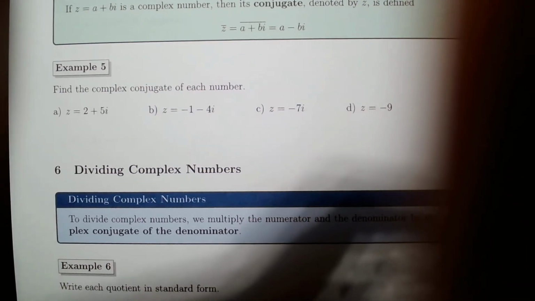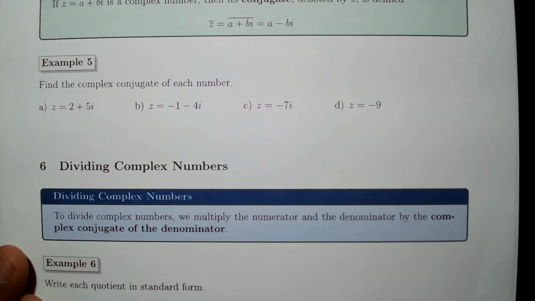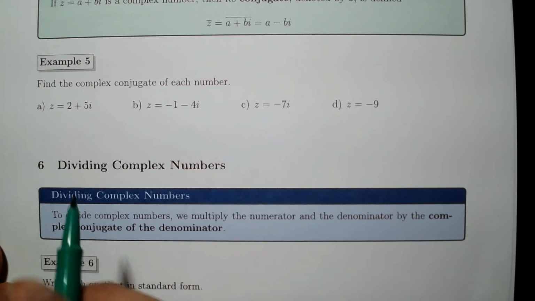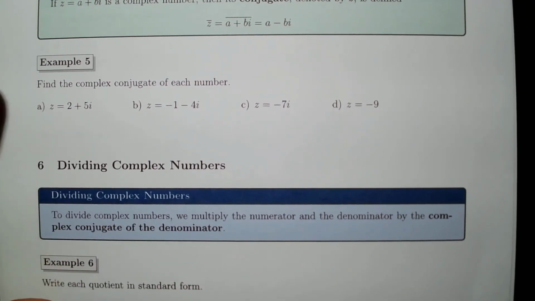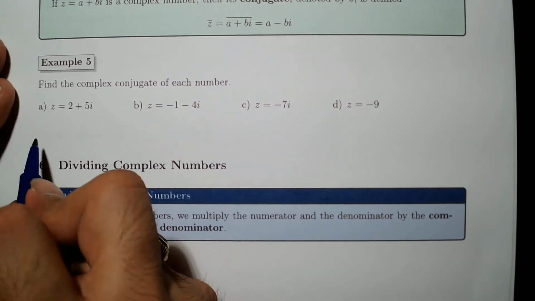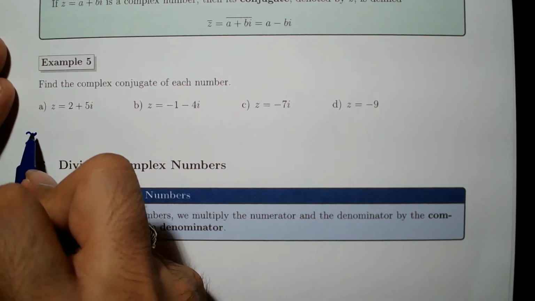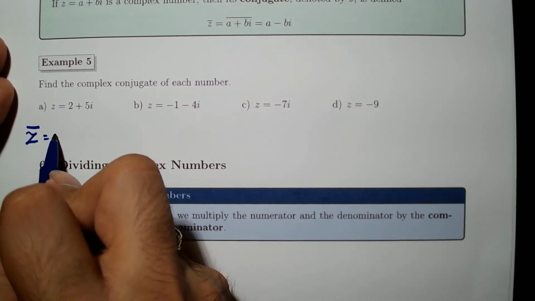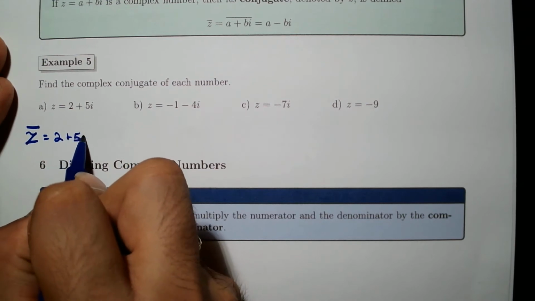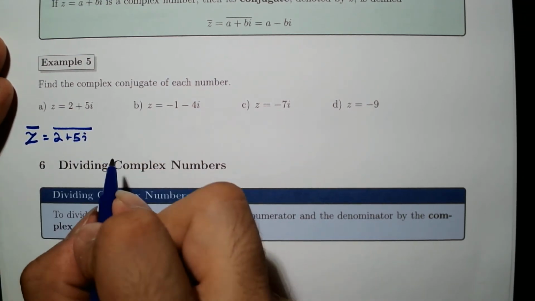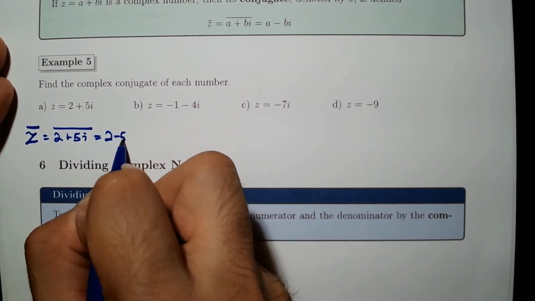Okay, let's find the complex conjugates of some given numbers here. Okay, so let's find the complex conjugate of z equals 2 plus 5i. So I'm going to denote z bar, z with a bar at the top, and that's going to be 2 minus 5i.